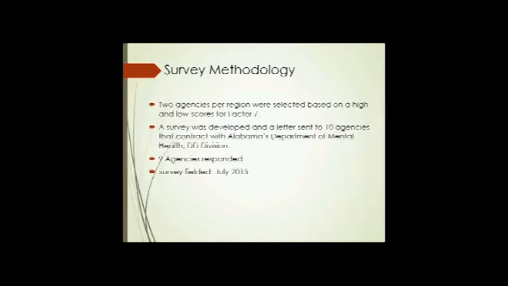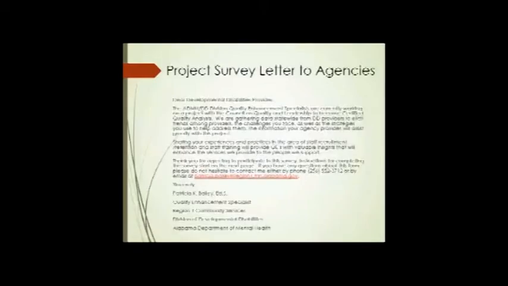As far as the methodology, 2 agencies per region were selected based on their scores. A survey was developed and a letter was sent to 10 agencies that contract with Alabama's Department of Mental Health. 9 agencies responded, and the survey was fielded in July of 2013. And here you'll see a copy of the survey letter that was sent to agencies requesting that they participate in this survey because it can be a great asset to them as far as the information that's provided and how we turn that information into action.